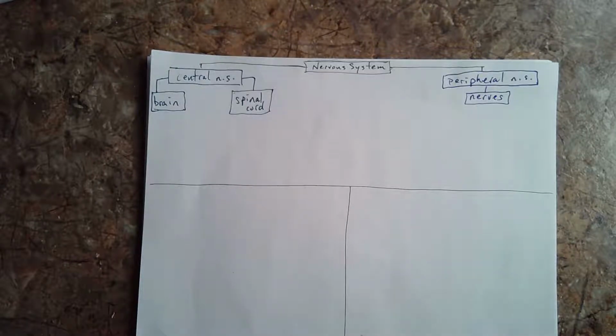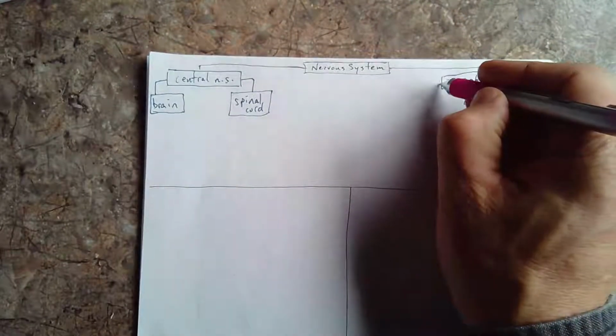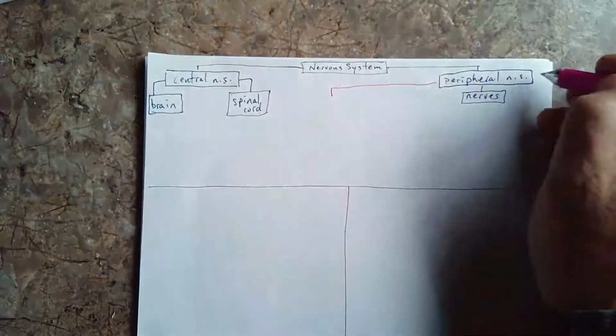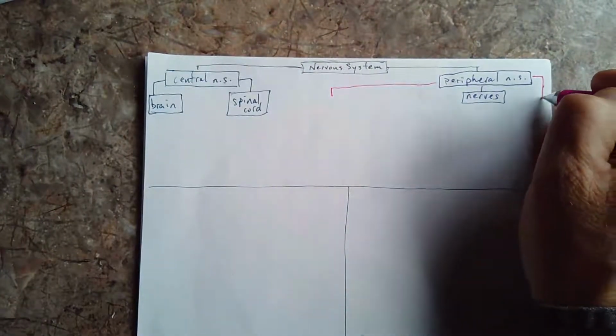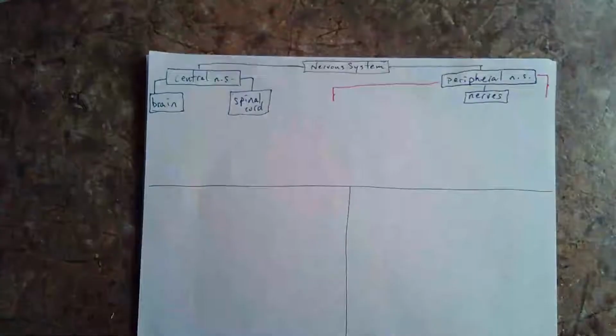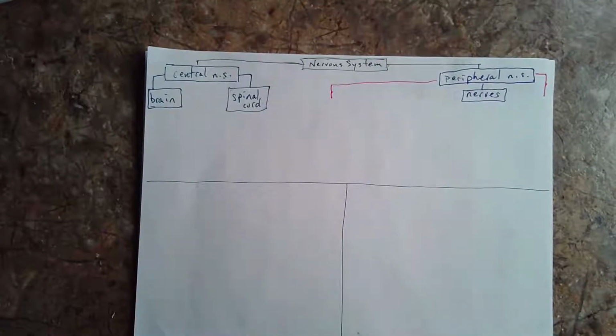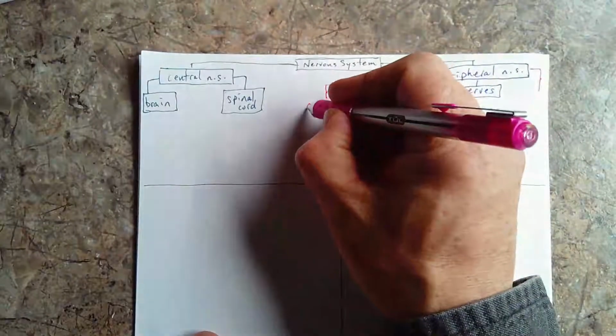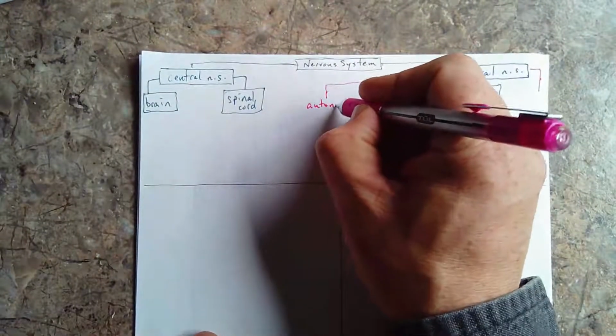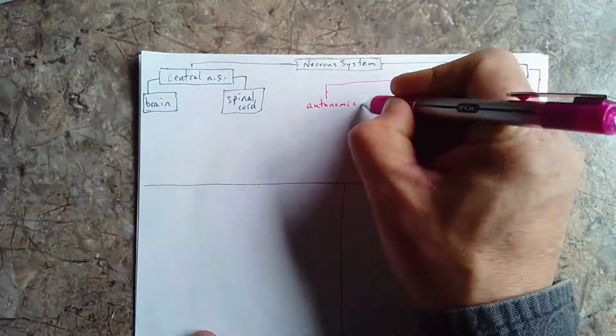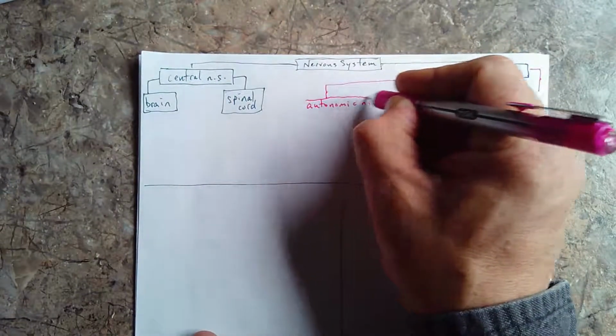Okay, so the peripheral nervous system can be busted up into different parts as well. I'm going to draw this line way over here, and this one's going to be kind of just right there. So the peripheral nervous system can be busted up into different parts. One of them is called the autonomic nervous system. You might be able to guess what that means just from the name, what the autonomic nervous system does.